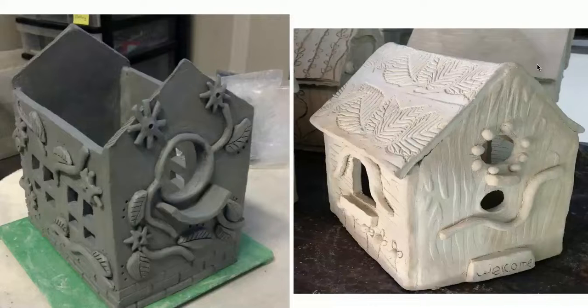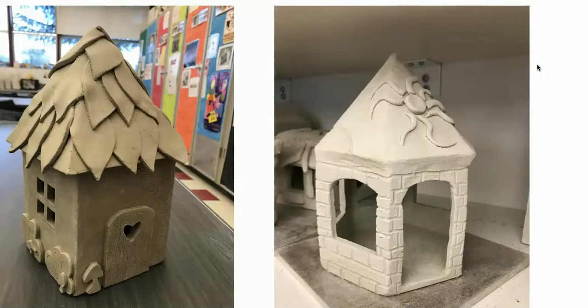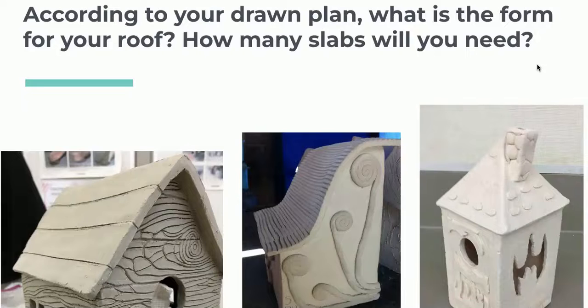So no matter the form of your house, whether you're doing something very traditional, which is what you'll be seeing in my demonstrations, or you're making a house that has multiple sides with a roof that maybe has 4 or even 5 slabs, think about the plan you have drawn. What is the form for your roof? Are you using 2 slabs for the roof? Are you going to use 1 slab that curves with the body of the house? Or are you using 4 slabs where you're essentially creating a pyramid?